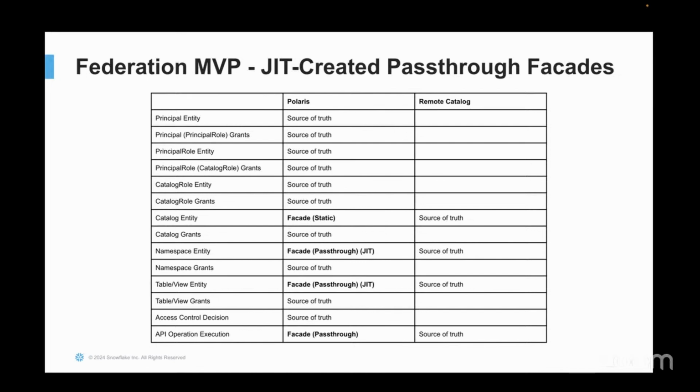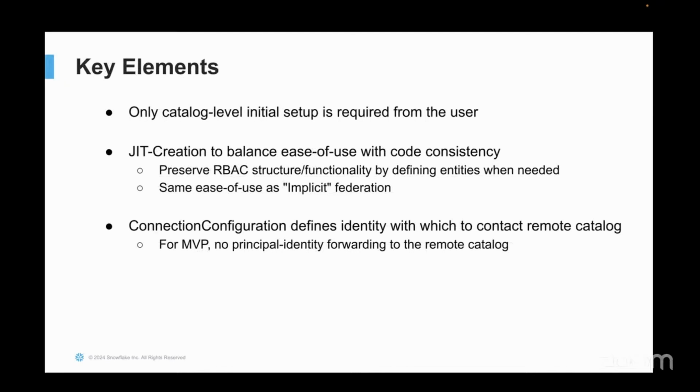And there's more details in the associated proposal document, but what we're basically working towards is to say that we'll have pass-through facades that are just-in-time created for namespaces and tables. You define a catalog level static facade first, and then everything else is just pass-through and just automatically works. So what this means is the user experience will be that you create a catalog, you say that it's a federated catalog, pointing at a remote.